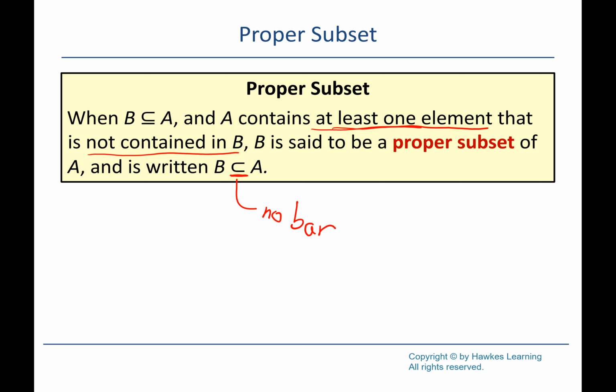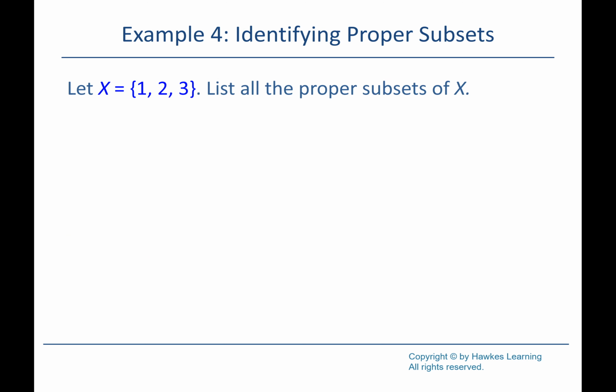So let's work with this idea a little bit. Let's look at a set and then think about the subsets that could be made. Here's a set X. It has the elements 1, 2, and 3. We're told to list all of the proper subsets of X. So since it says proper, what that tells us is that the set 1, 2, 3 is not going to be on the list. That would be a subset, but not a proper subset. So then we want to think about the other combinations we could make.